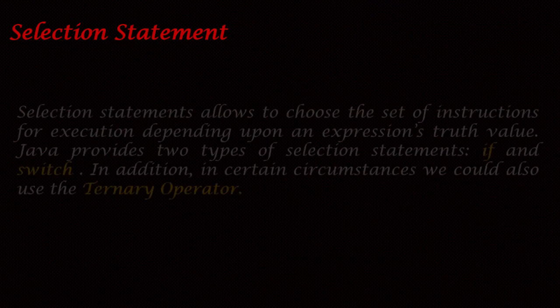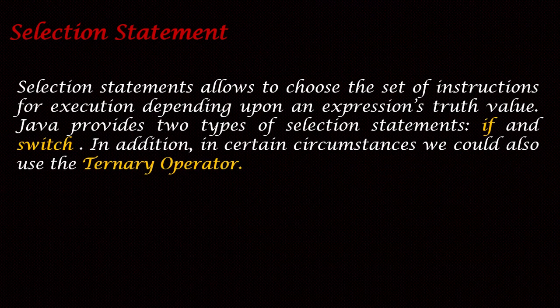in programming, there might come certain situations where we have to take one of the available paths depending upon the condition. So Java allows us to choose a set of instructions for execution depending upon the expression's truth value. Two possible selection statements are there. One is the if and another one is the switch. In addition, we can also use the ternary operator for replacing certain if-else statements. But for now, let us consider the selection statement if.